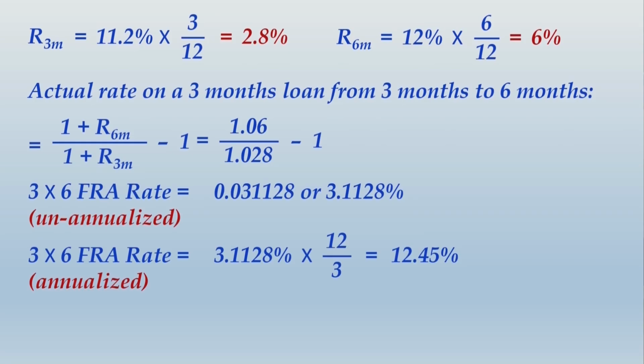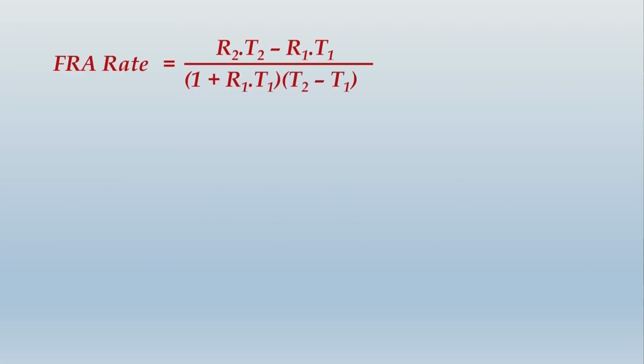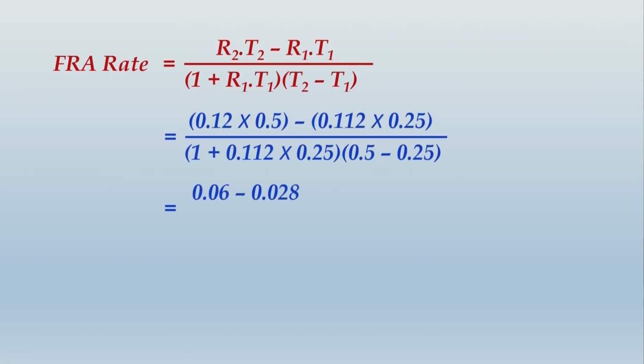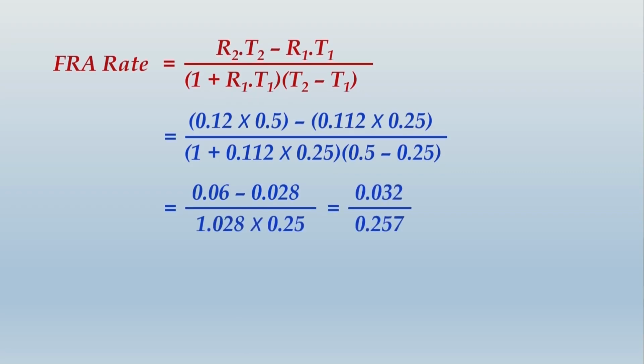Alright friends, in case you want to follow that straight formula which I have explained to you earlier, it will give you the annualized FRA rate directly, which is coming to 12.45% per annum. If you don't want to follow this, you can skip this part. If you want to follow this, you can take note of this and then move ahead.